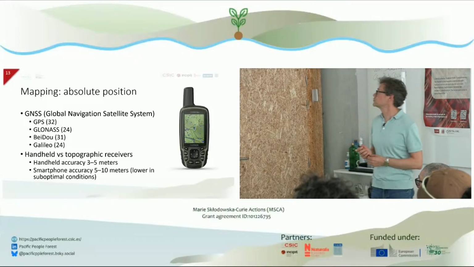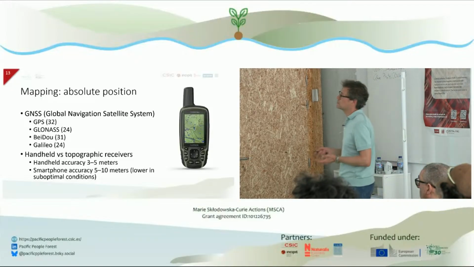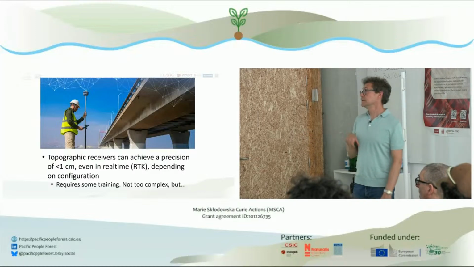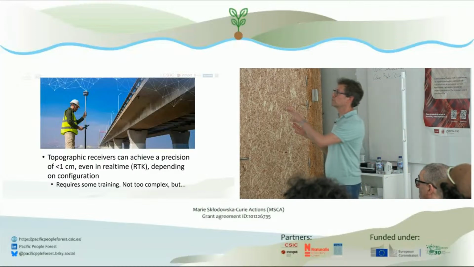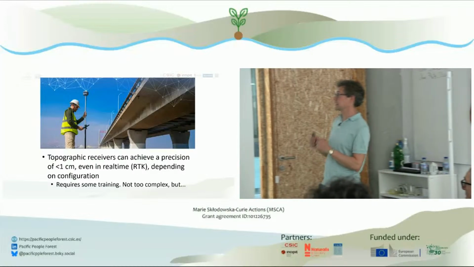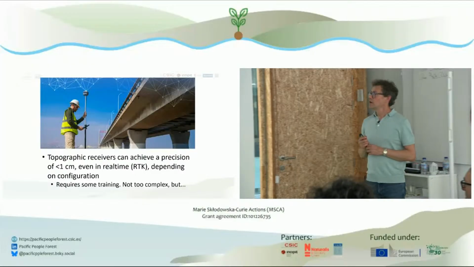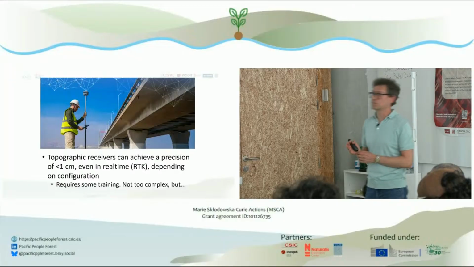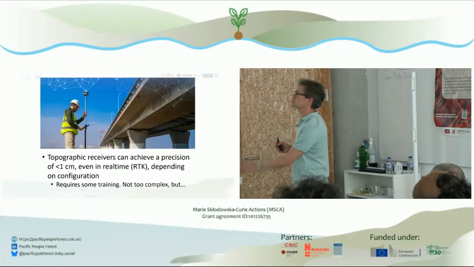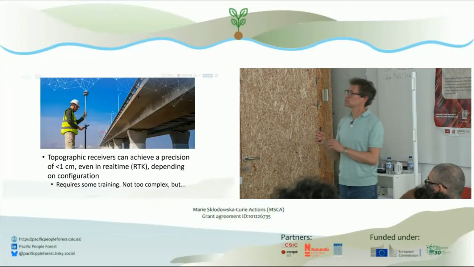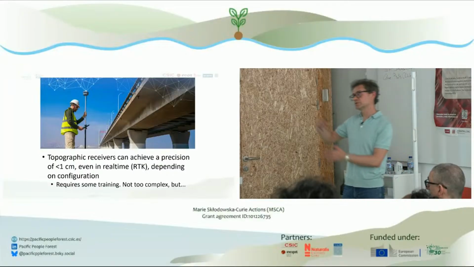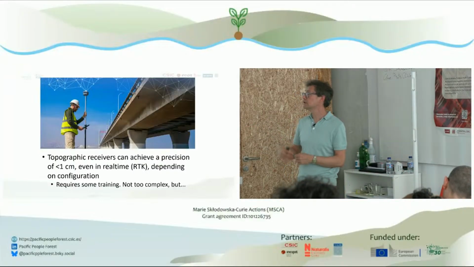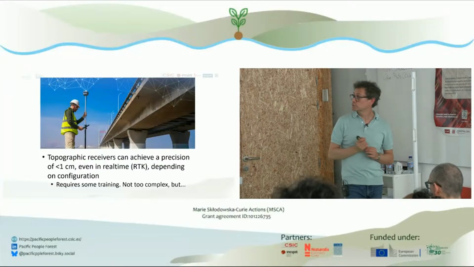A handheld GPS could be just okay, or perhaps you will need to use a topographic receiver such as this one. The good thing about these topographic receivers is that they can achieve, as you can see there, very high precisions, equivalent to the precision of a total station, even in real time sometimes. I mean, sometimes you need to take a measurement, go to the lab, and then process the measurement to increase the accuracy. But sometimes you can do that in real time.